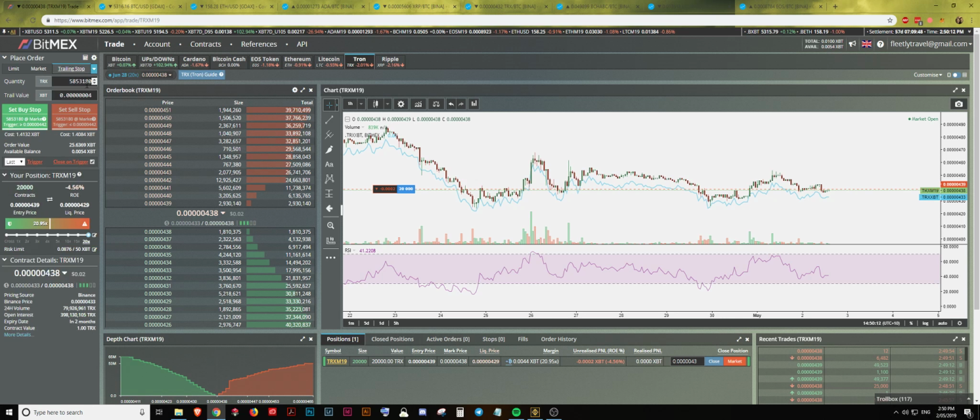Trailing stop can be really good, really useful. Some people really enjoy using it.